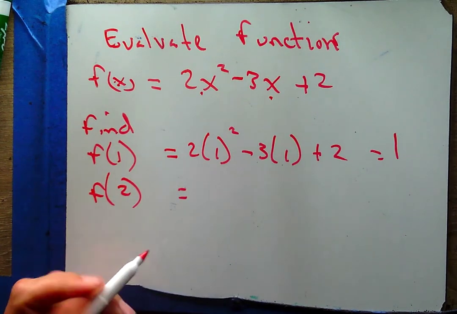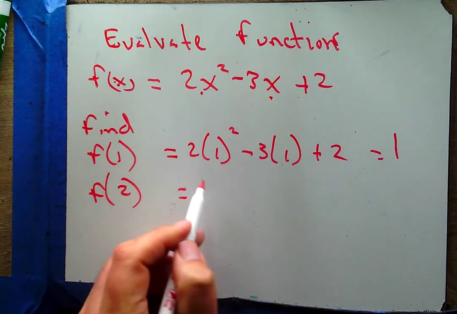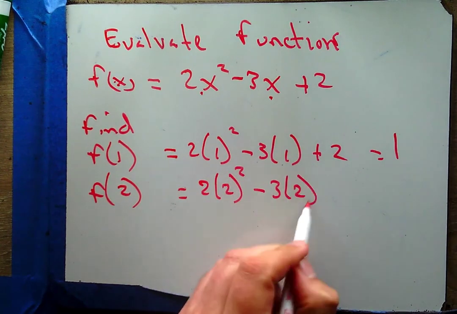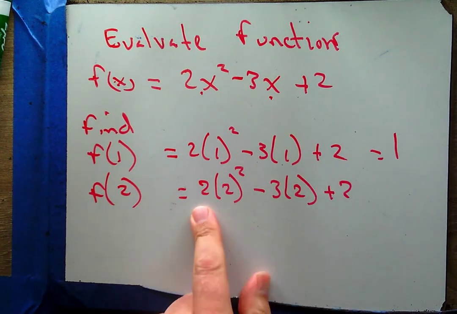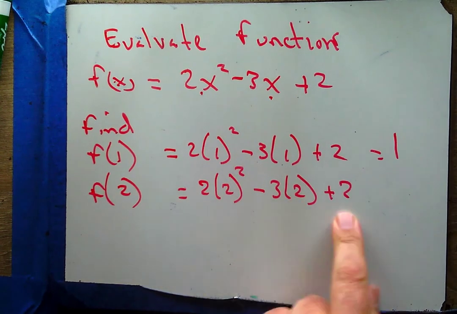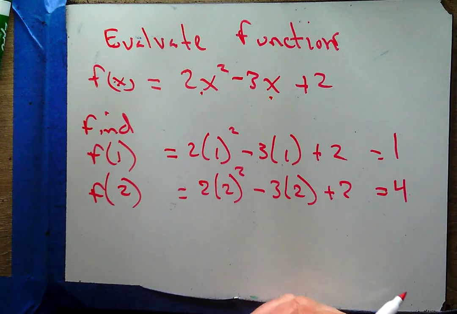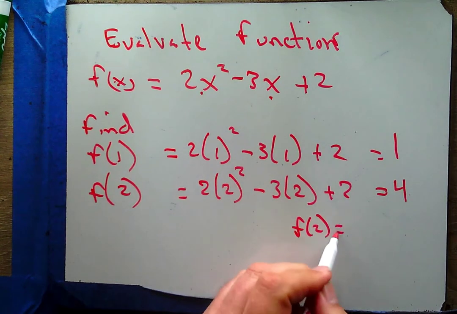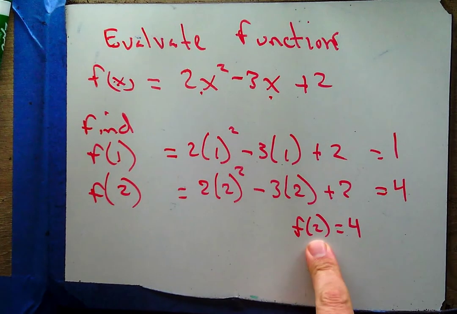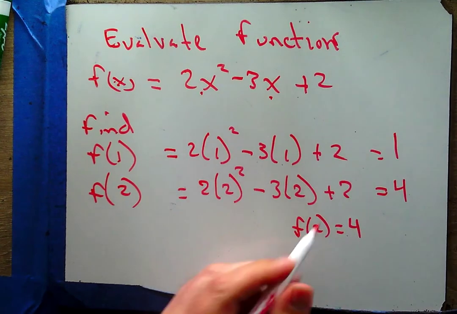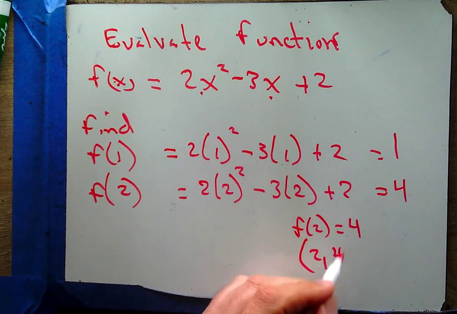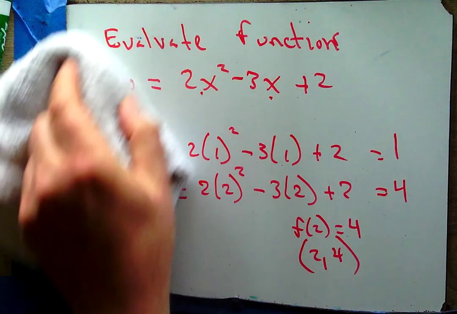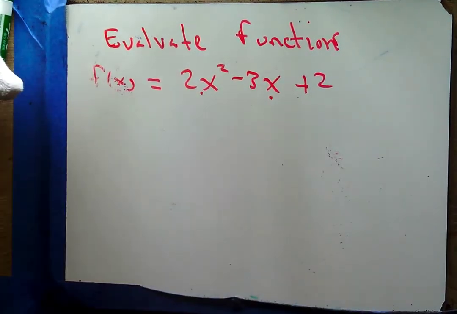How will you do that? That's right, I would plug a 2 in for all the x's of f of x. 4 times 2 is 8, minus 6 is 2, plus 2 is 4. So f of 2 equals 4. And remember, when I see f of 2 equals 4, that's my input and that's my output, which means I could always write the ordered pair 2, 4.